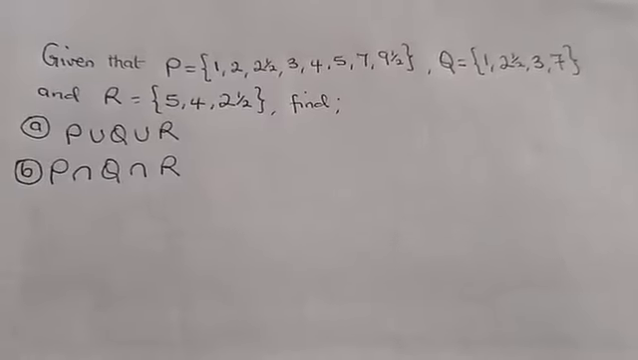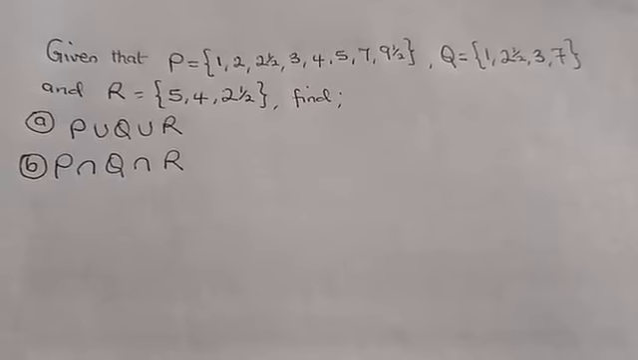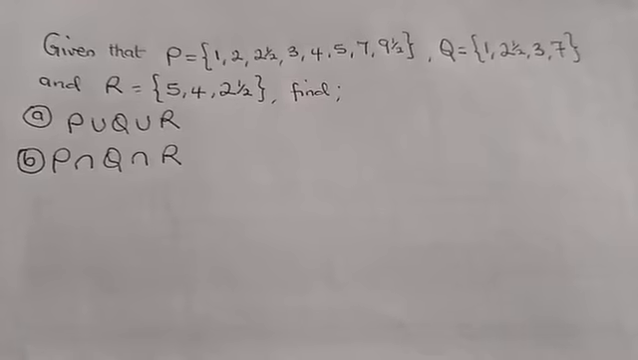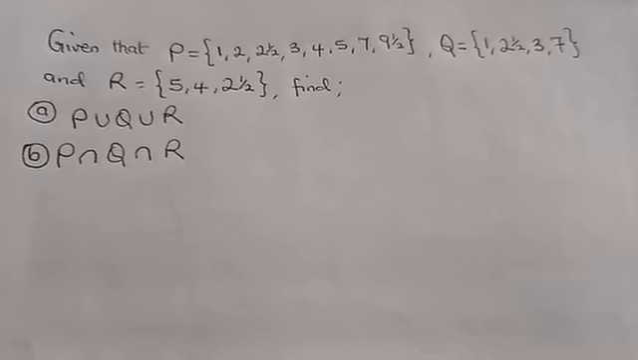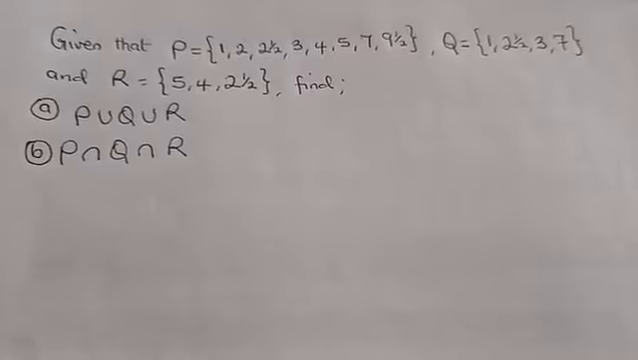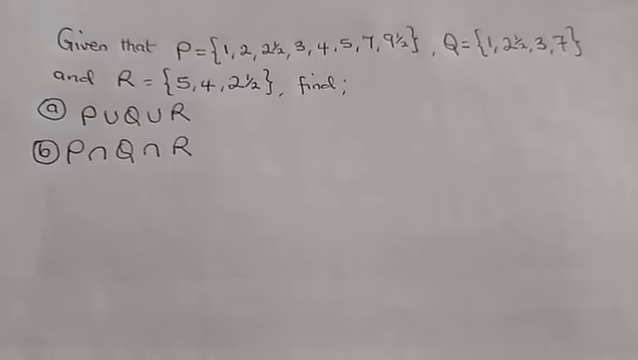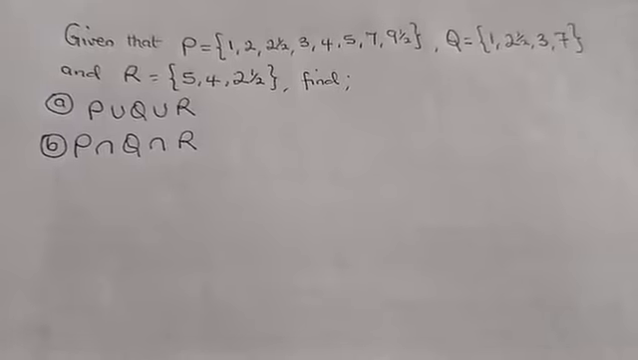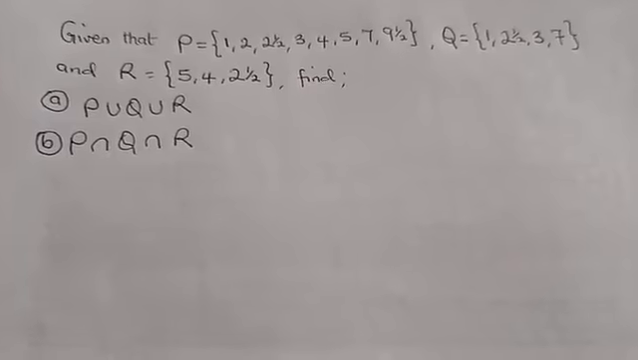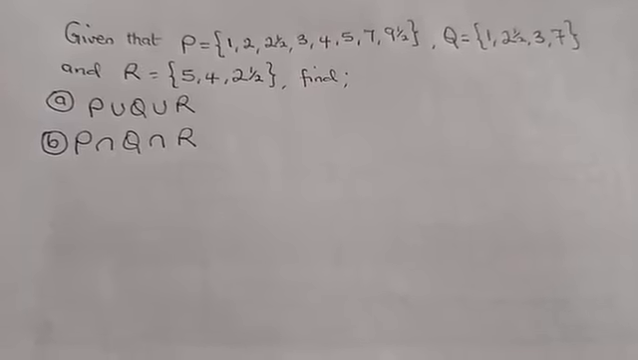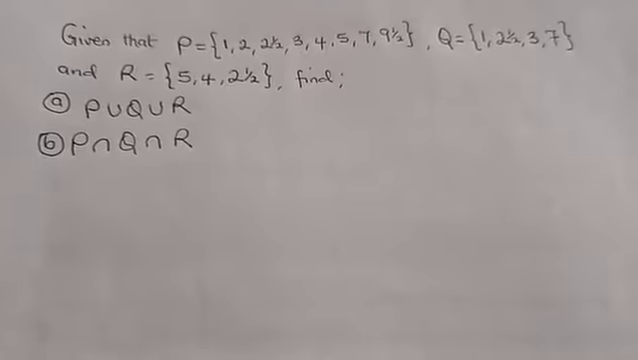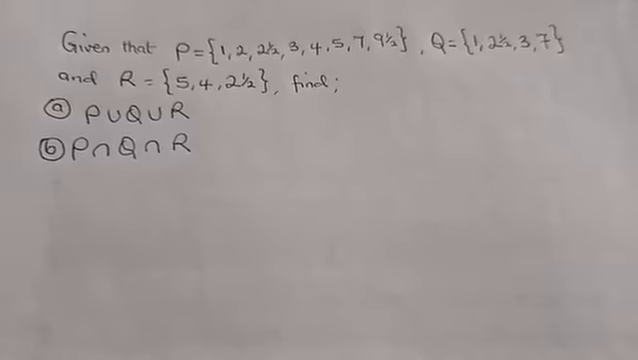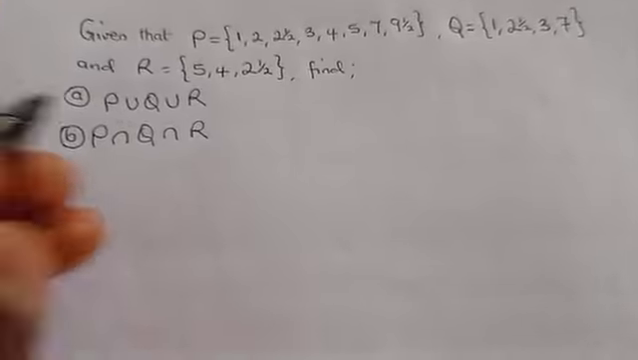Now this is a question from set theory with 3 different subsets. And our responsibility here basically is union and intersection of sets. The first question asks that we should find P union Q union R, that's requesting for the union of the 3 subsets P, Q, and R. While the second one, P intersecting Q intersecting R, is asking for what's common between the 3 subsets that we have there.